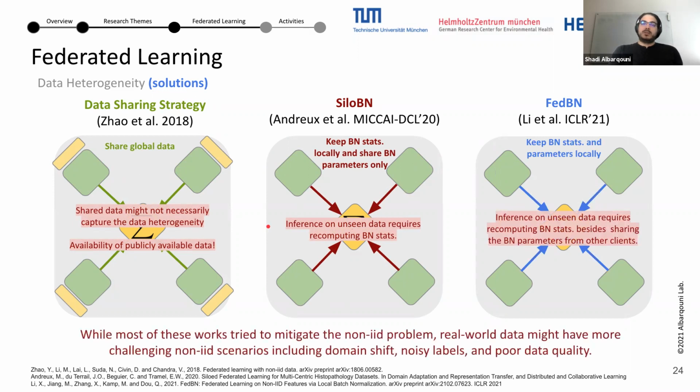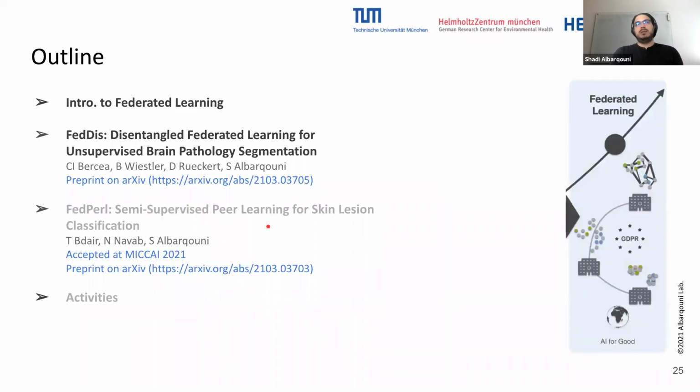While most of these works try to mitigate the non-IID problem, real-world data might have more challenging non-IID scenarios, including domain shift, noisy labels, and poor quality data. So in the next slides, I'll be presenting our recent work on brain pathology segmentation with the help of disentangled representation.